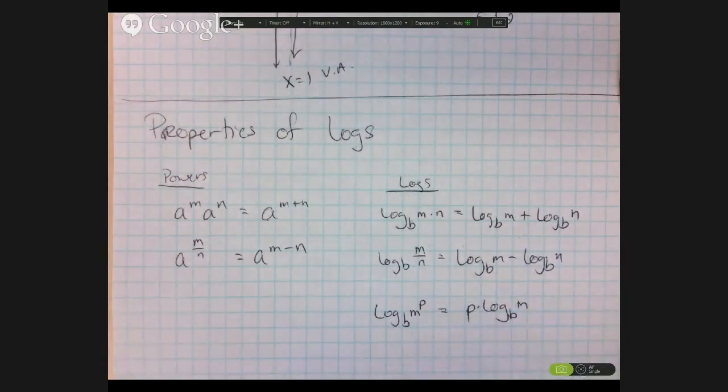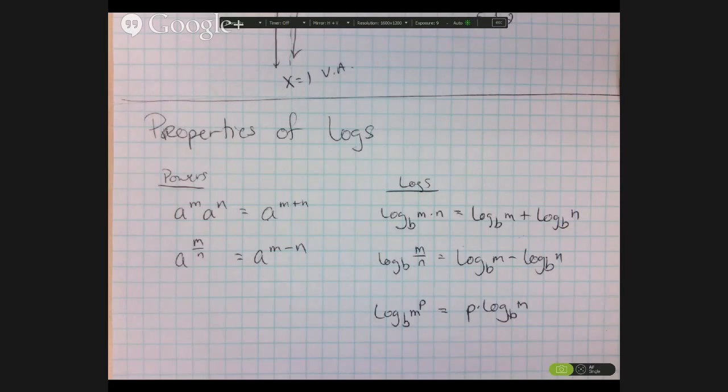What? I know it doesn't look like it should be like that, but that's just the fact of the matter. I mean, we could derive it if you want, but I don't think we need to worry about it. Just remember that rule because it's very useful. Okay, very useful solving equations.